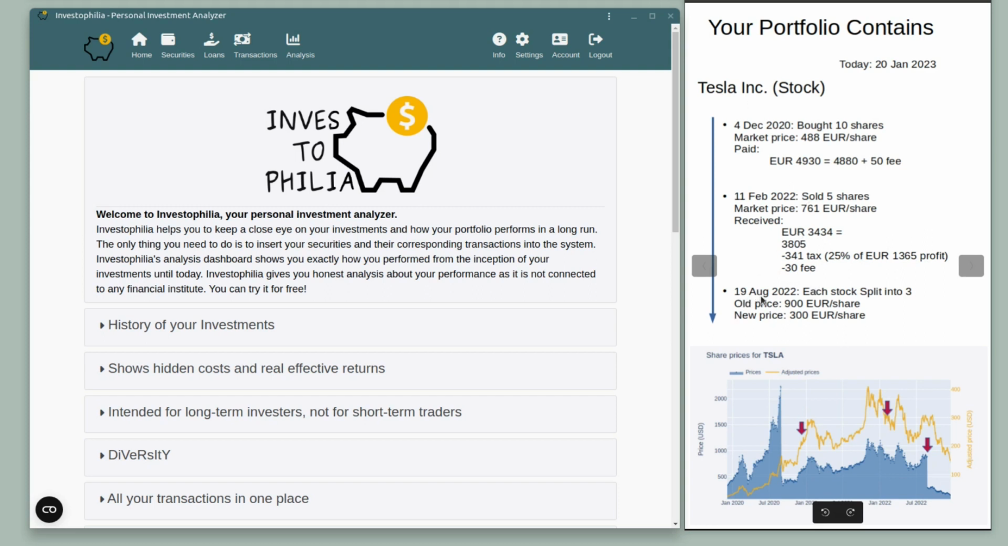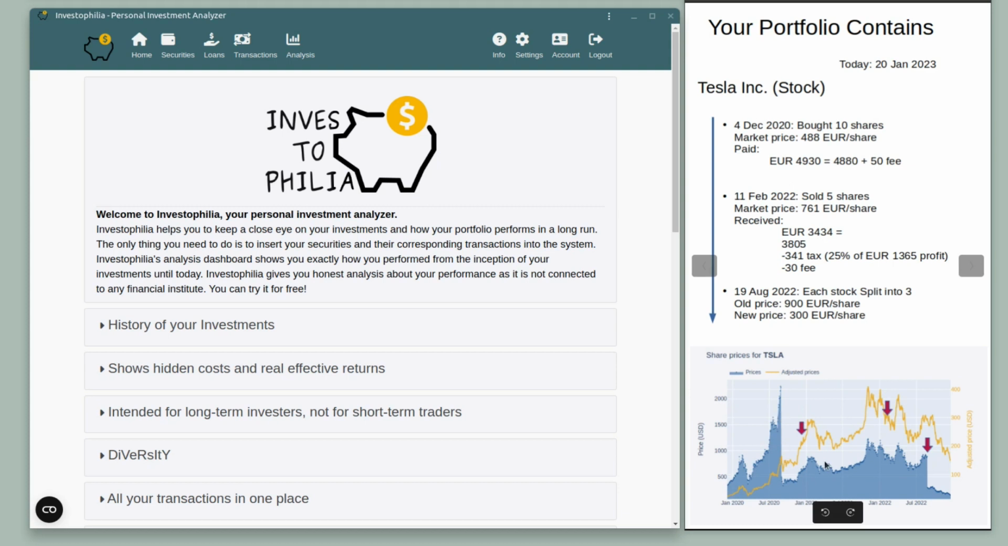On 19th of August 2022, I received a document saying that Tesla Incorporation has split its shares into 3 pieces. That means whoever had 1 share of this company at this date will receive 3 shares instead, but with lower price. And the price is divided by the split increase value. So if split increase value is 3, the new price will be 3 times less. You can see it in the diagram better.